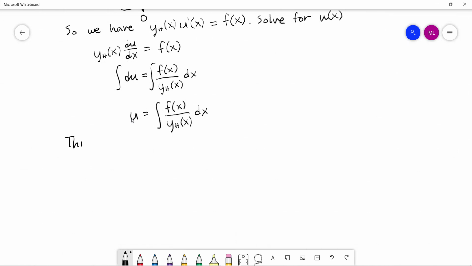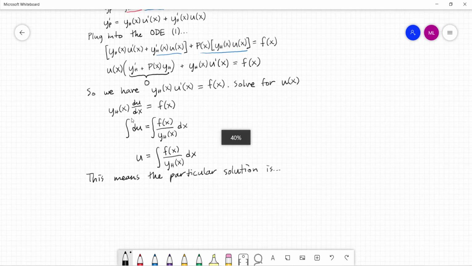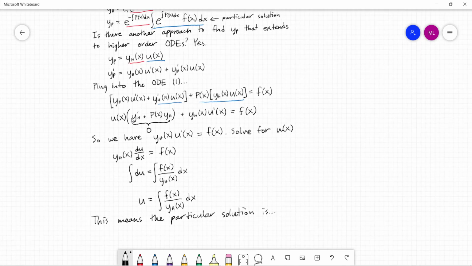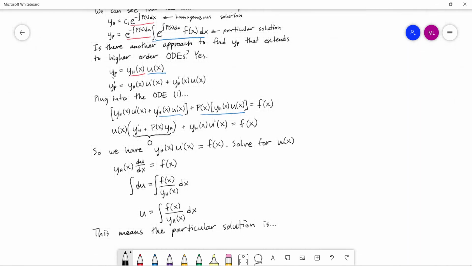This means the particular solution, now that I know what u looks like, is the following. So let's just check. The particular solution, we said, is right here. Here was the substitution that we make.